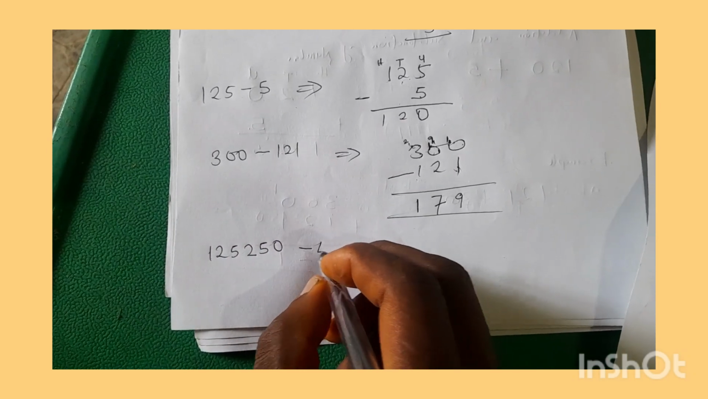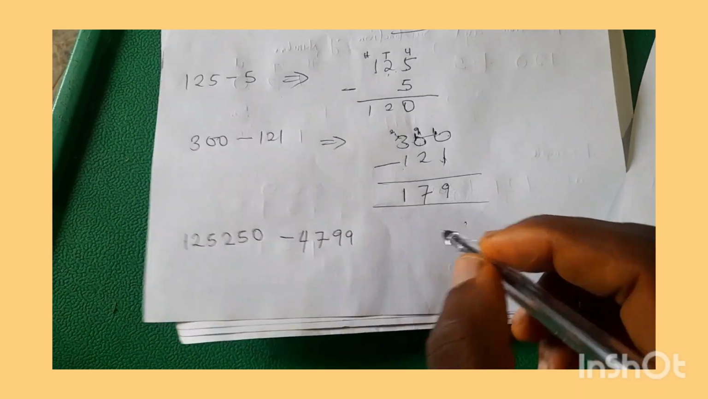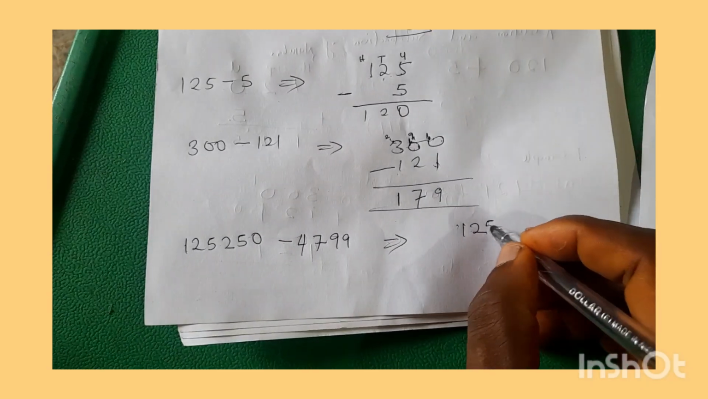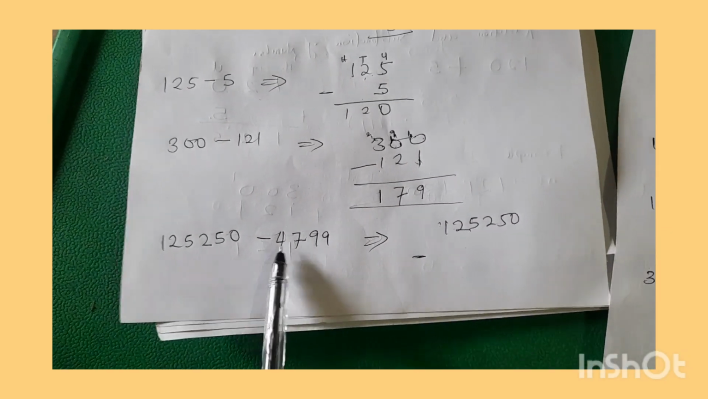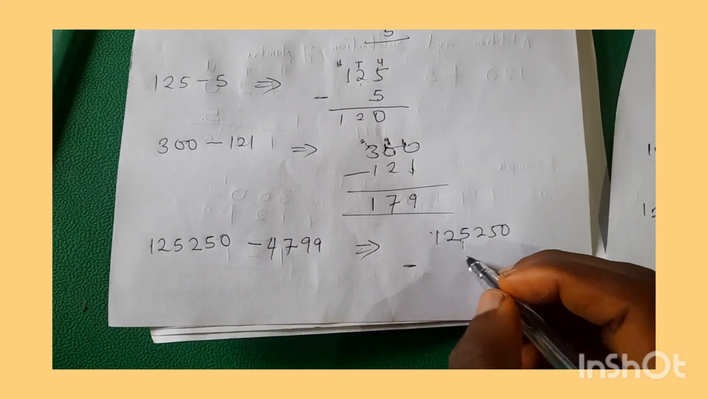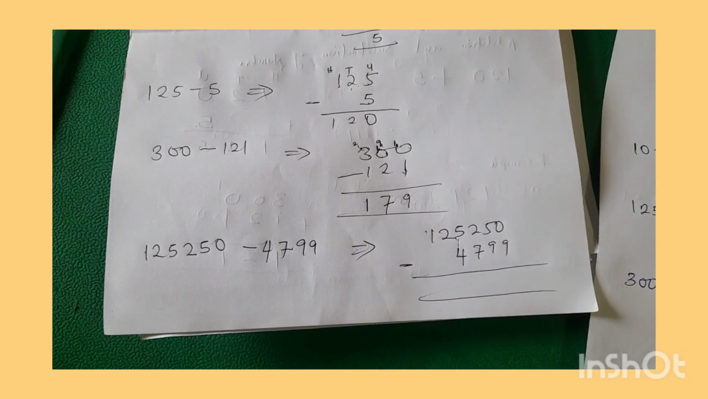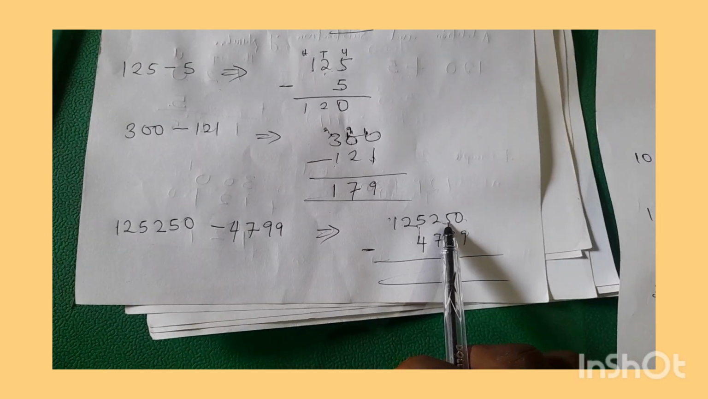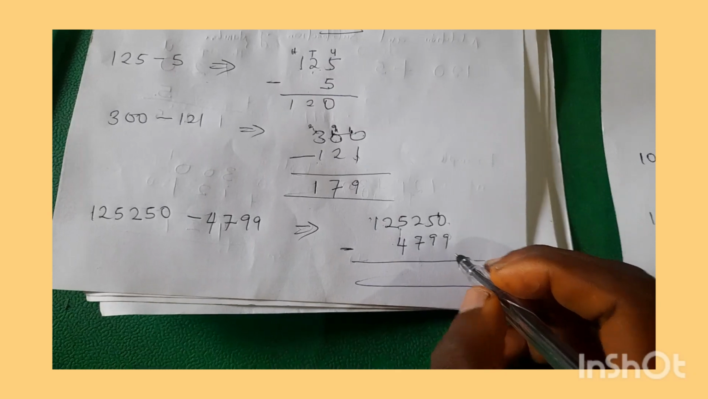125,250 minus 4799. So, alright, you have the bigger number up like this: 125,250 minus, then you have 1, 2, 3, 4. So you count 1, 2, 3, 4. So 4 is here. So you have 4799. All right. So 0 minus 9 is not possible. You have to borrow 1 from 5 here and give it to this guy, which is 10. 10 minus 9 gives you 1.